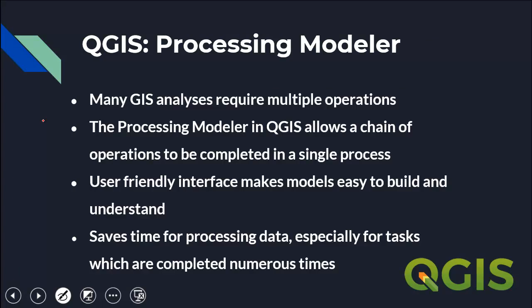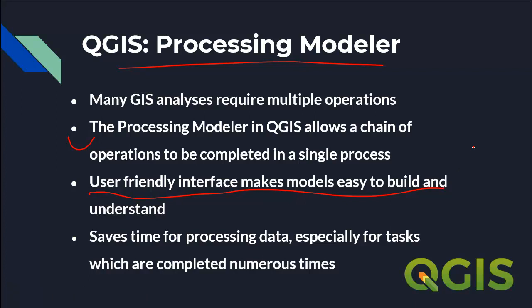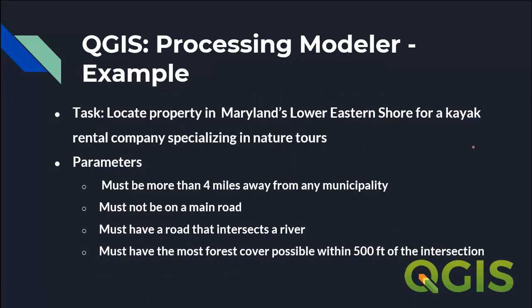There's also another tool called the Processing Modeler that works a lot like Model Builder in the ESRI ArcGIS platform. So this is an example of how we can put together a chain of operations into a single diagram and then run that model. And you guys are probably already familiar with the concept of Model Builder, so it's really nice to make a model. It's easy to understand. It saves time, especially for tasks that have to be run numerous times and you want to just change one or two variables. So here's an example.